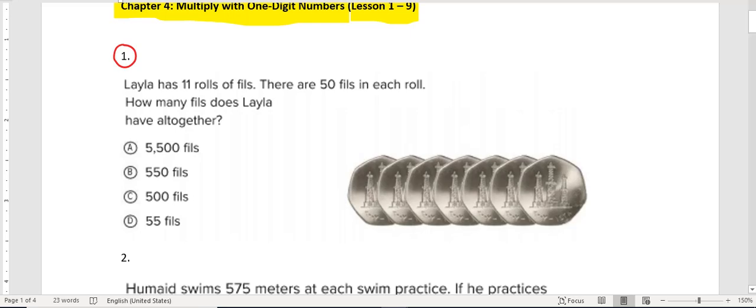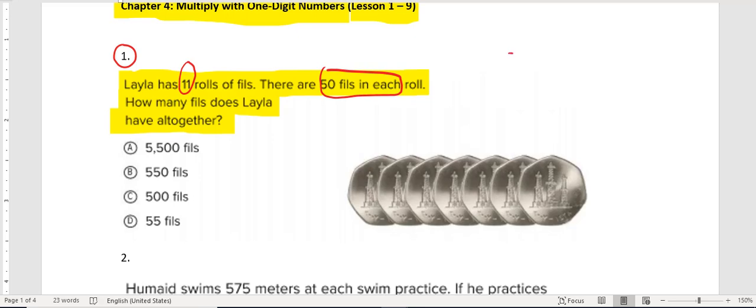There we go. So Lila has 11 rows of fields. There are 50 fields in each row. How many fields does Lila have altogether? So if you look at this well, you see that we have 11 rows of fields and there are 50 fields in each row. So what you're going to do is 50 multiplied by 11. You can use different methods to get your answer.